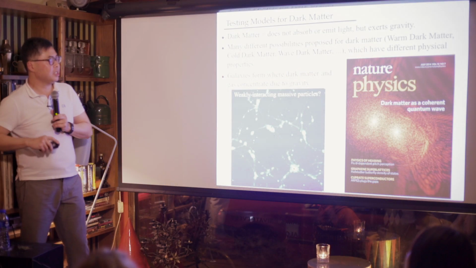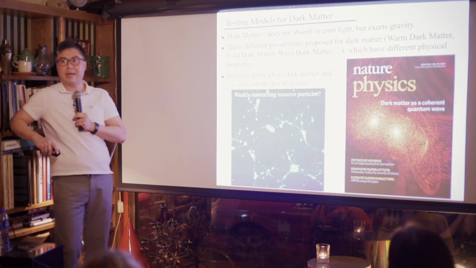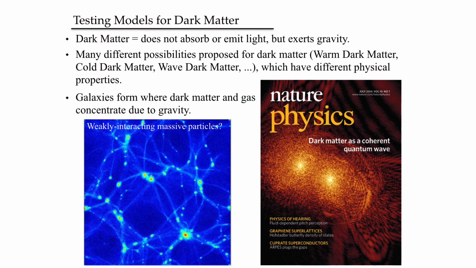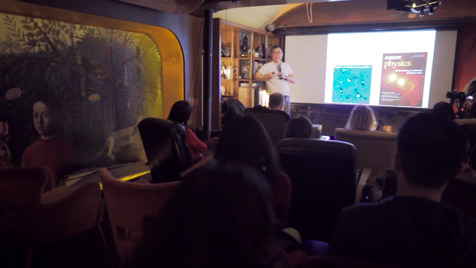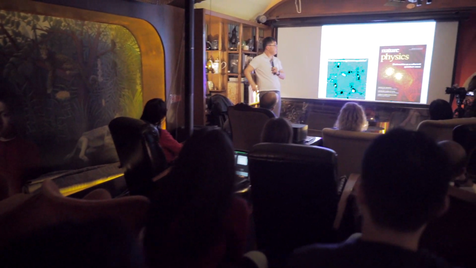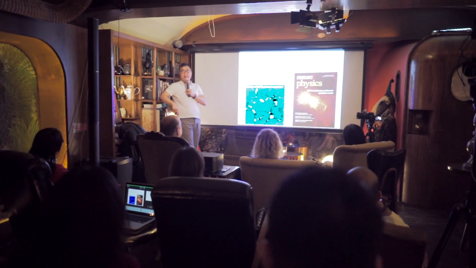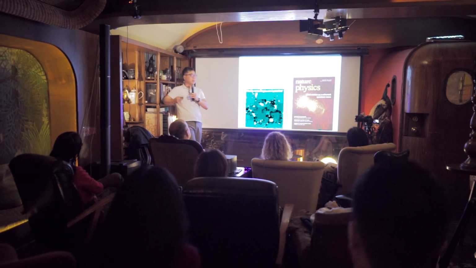Okay, all right, so let me just quickly go through how we test dark matter, all right? This is the big daddy in astronomy. Okay, we don't know what dark matter is. All we know is dark matter exerts gravity, okay? But it does not absorb or emit light, so we cannot see it, we cannot probe it. The only way we know it's there is due to its gravity, all right? There are many different models proposed for what dark matter is. Okay, I don't have time to describe them in detail.